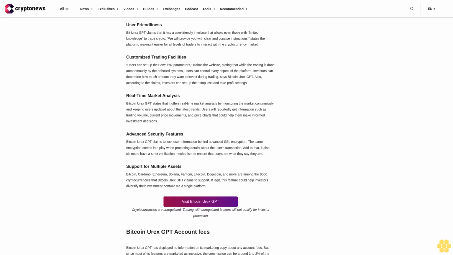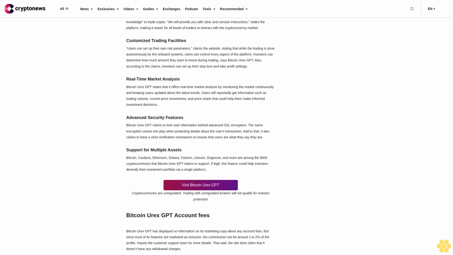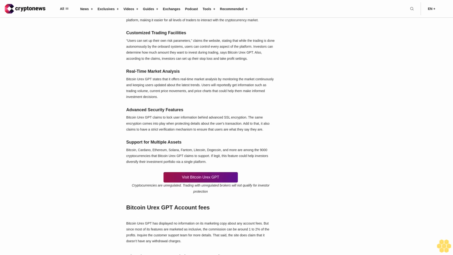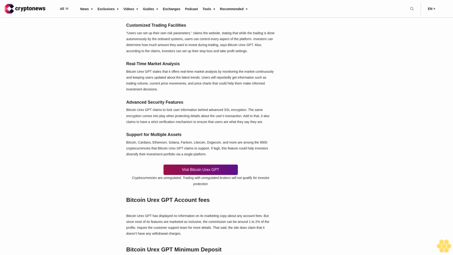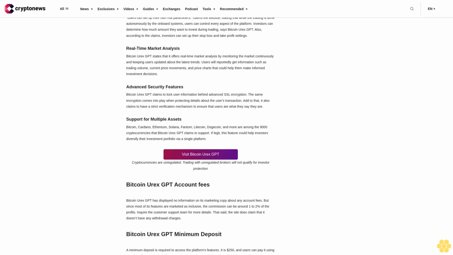Even with these multiple features, Bit Urex AI is not unaware of the risk of crypto trading, imploring users to do their own research before investing. Only focus on minimum investment at first and increase your deposits only if the platform yields satisfactory results.